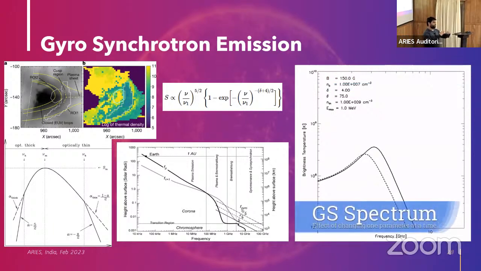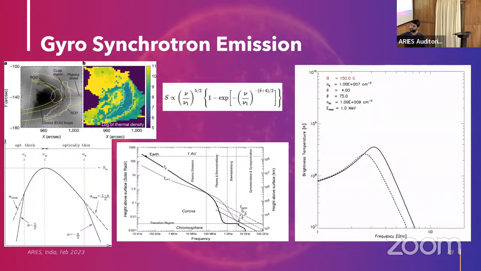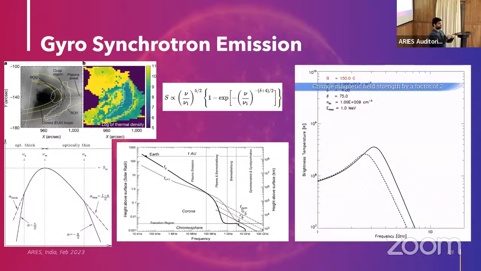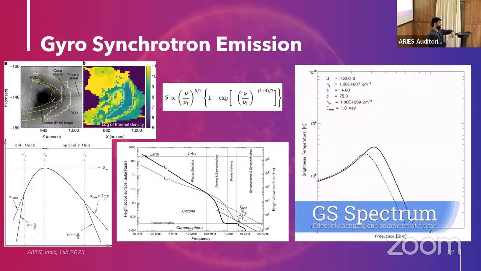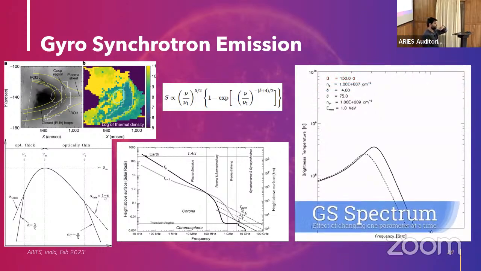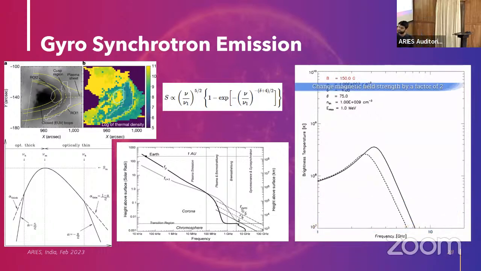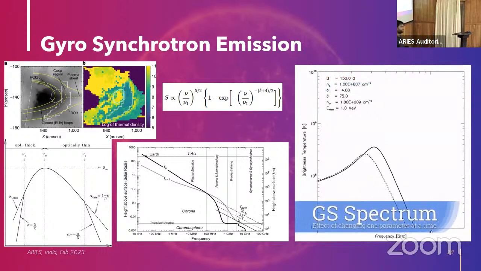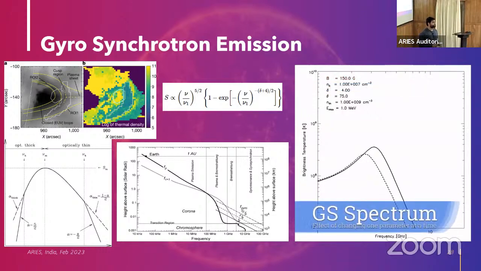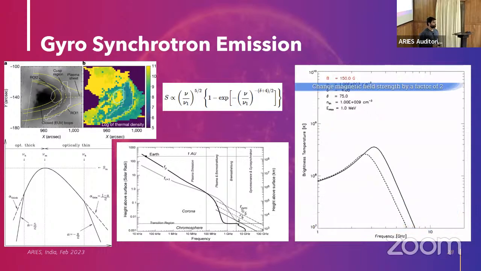And also the gyrosynchrotron can act in a coherent way and an incoherent way. Depending on that, that will be determined by the brightness temperature of this. So if it is coherent, then the brightness temperature can shoot up quite high. But overall, the difference comes from the shape of the spectrum. And also the earlier part of the spectrum, the lower part, is basically optically thick.